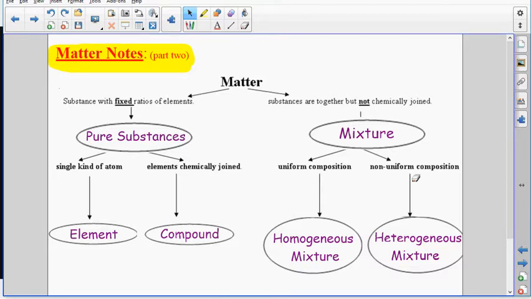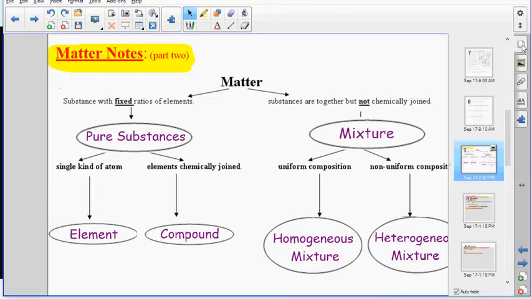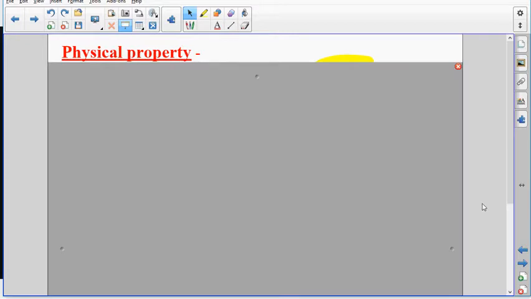All right, good times. So we're going to move into some new content here today. It's going to be really thrilling. We're going to talk about properties, starting with physical properties.